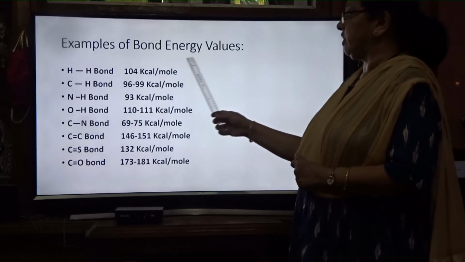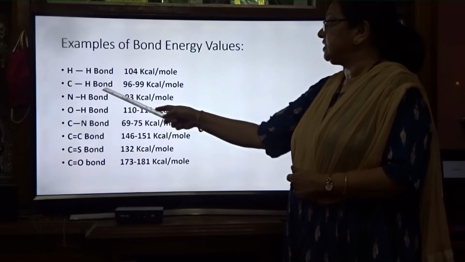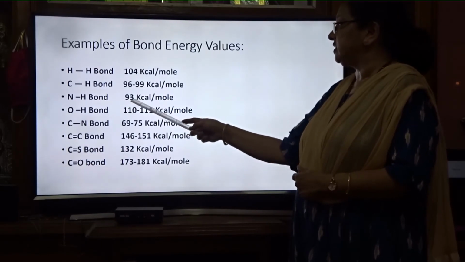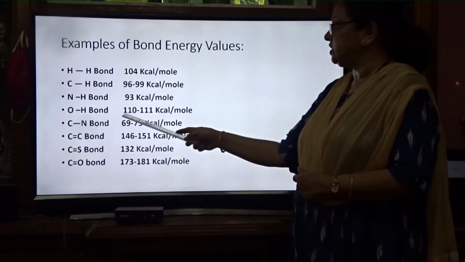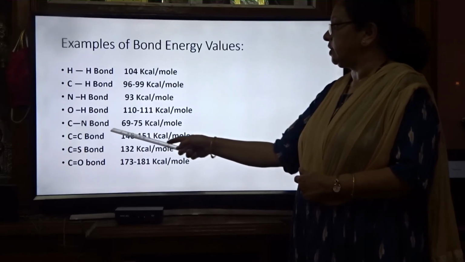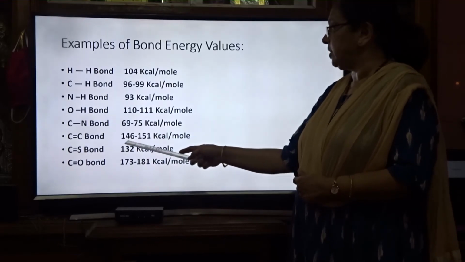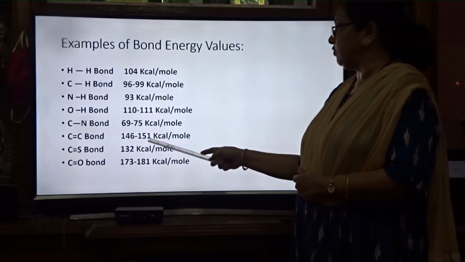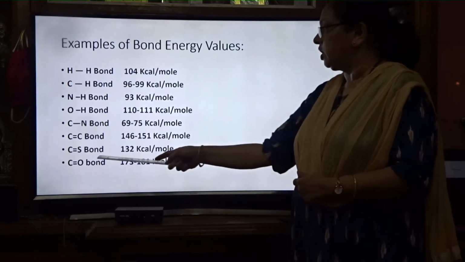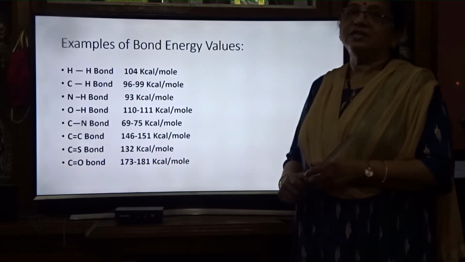Examples of bond energy values. When the H-H bond breaks, we get 104 kilocalories per mole. C-H bond, 96 to 99 kilocalories per mole. N-H bond, 93 kilocalories per mole. O-H bond, 110 to 111 kilocalories per mole. C-N bond, 69 to 75 kilocalories per mole. C=C bond, 146 to 151 kilocalories per mole. C=S bond, 132 kilocalories per mole. C=O bond, 173 to 181 kilocalories per mole. So these are examples of bond energy values.